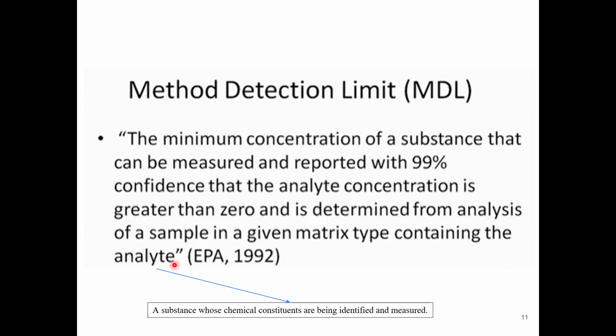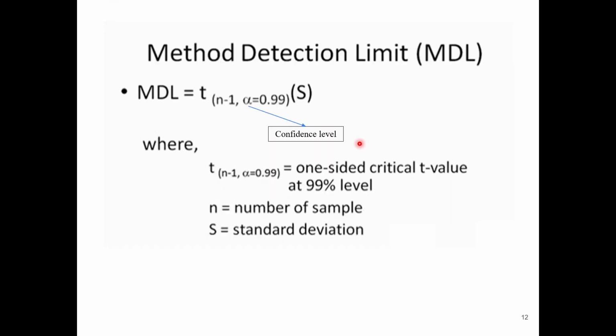Basically, the analyte is a substance whose chemical constituents are being identified and measured. So that is the targeted substance. The detection limit is the minimum concentration of that analyte substance which can be measured with 99% confidence, so that it is greater than zero. That value is the detection limit. Okay. So that is the minimum concentration, and the process is called MDL, or method detection limit.